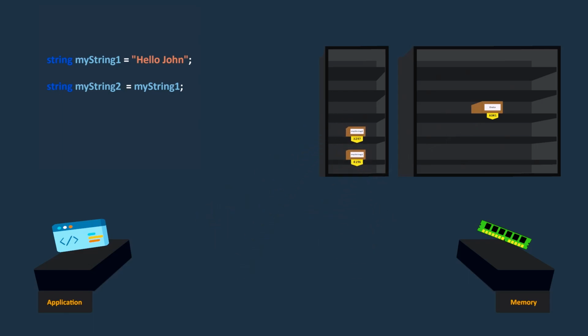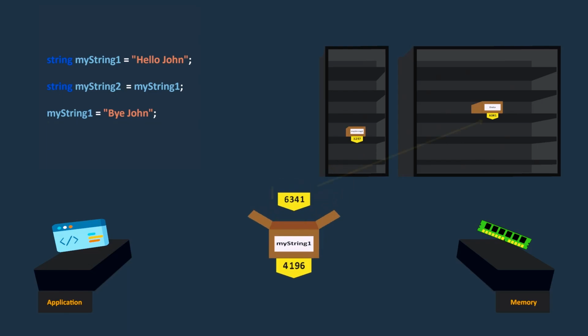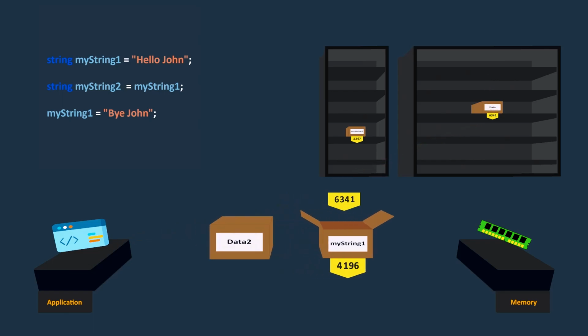Finally, when we change the value of myString1 to byeJohn, an important point becomes evident. Since strings are immutable and cannot be changed, the CLR does not change the original data, which in this case is HelloJohn. Instead, it allocates new memory space and puts the string data, which is byeJohn, into it. Afterward, the memory location of the new string data is put into the myString1 variable.